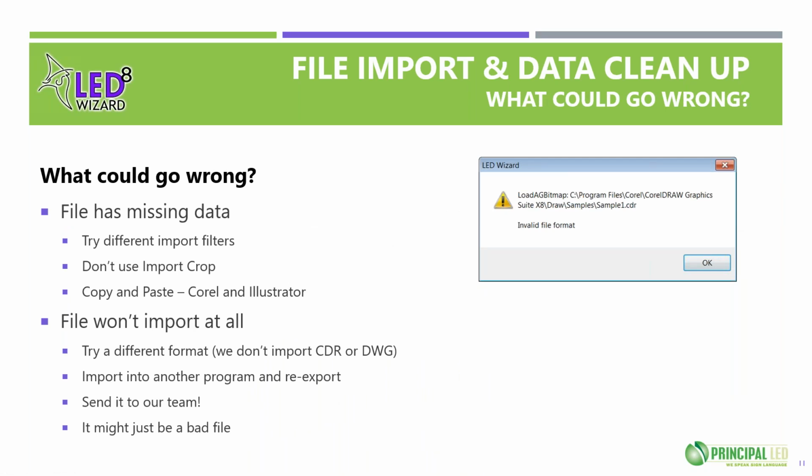Well, it turns out that there are various things that can go wrong in importing files. You might import a file and it might have missing data. You might import and a certain section is missing. So you could try different import filters, as I mentioned a few minutes ago. You could try not using import crop at all. Sometimes files have bounding boxes and objects that go off the screen. In some cases, just not import cropping at all sometimes gets a file in.